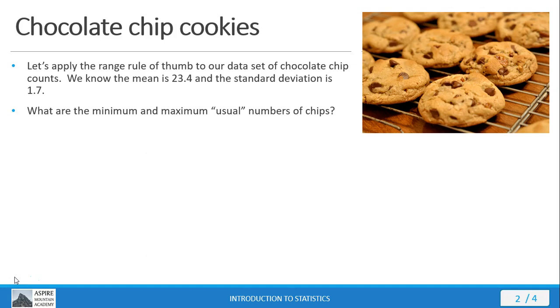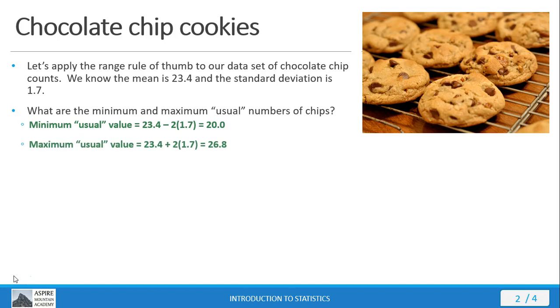First, we know that the mean is 23.4 and the standard deviation is 1.7. What then are the minimum and maximum usual number of chips to expect in a chocolate chip cookie? Well, the minimum usual value is the mean value minus 2 times the standard deviation. So 2 standard deviations is 2 times 1.7, which we then subtract from the mean value of 23.4 to get 20. That is our minimum usual value.